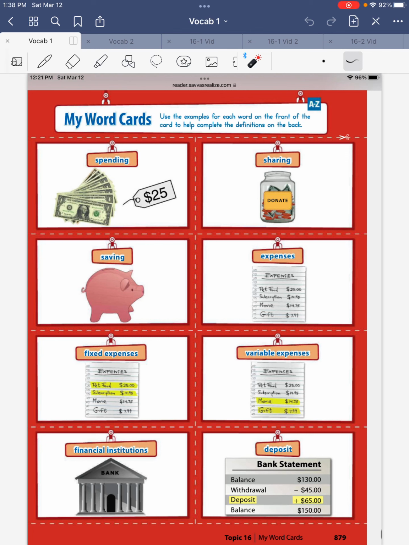Hi, boys and girls. So we're going to be doing topic 16, which is about personal financial literacy. Okay, so I'm going to go over some vocabulary words. Some of them we'll know and some of them we won't.